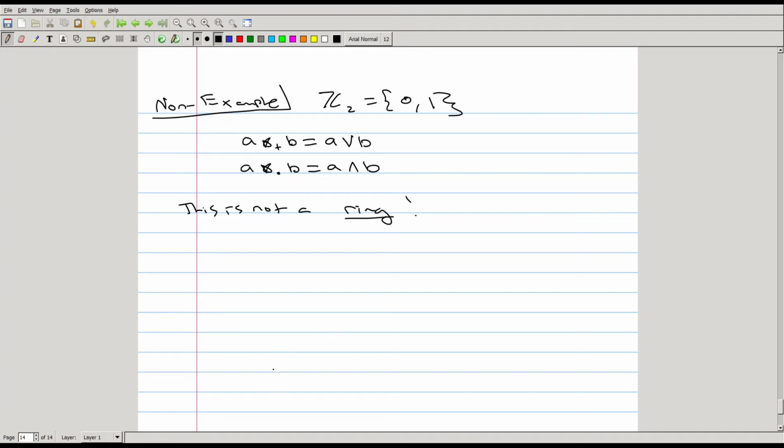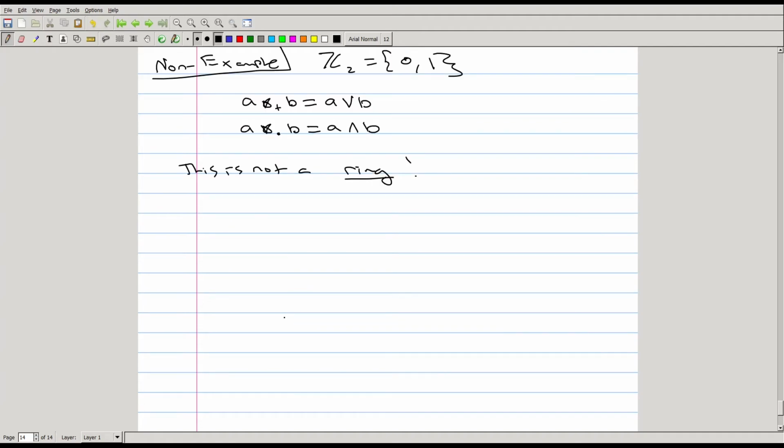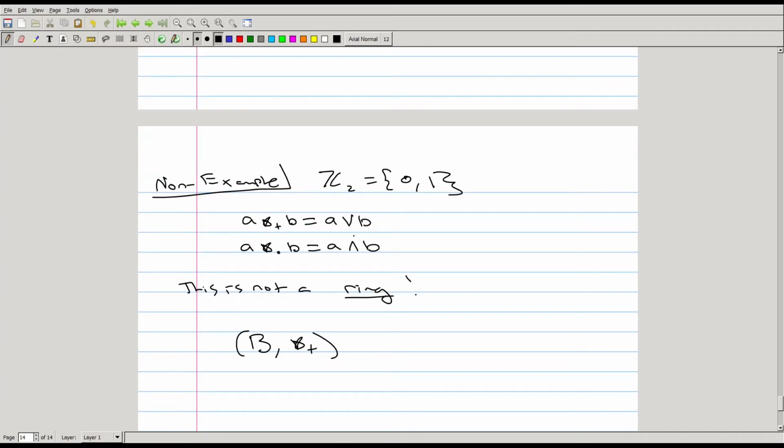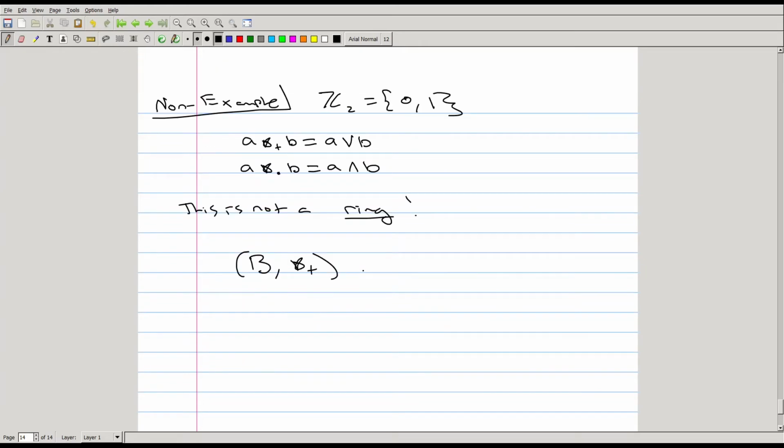And you might think, oh well, why is this not a ring? Well, the main reason here is that the set B comma star plus must be an abelian group. And so let's check and see if this is an abelian group. For this Boolean set, the star plus is the OR operation on bits 0 and 1, and star times is the AND operation.